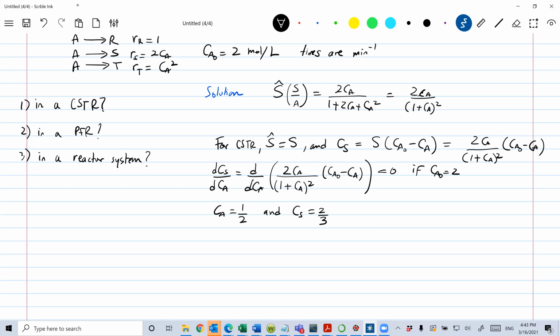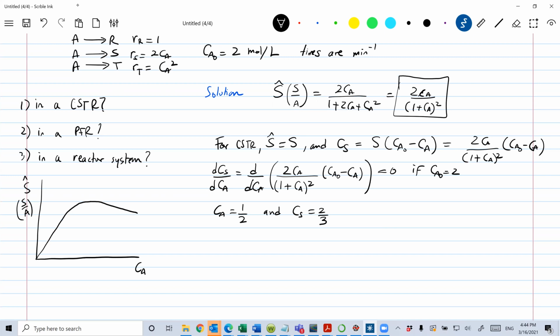The one thing that I wanted to show you before I continue, and I think I forgot to do it, is that if you graph S hat of S over A, if you graph this function, you can see that this function is going to go through a maximum and it's going to drop. Okay, so this is your Ca naught, and your Ca, this is 2, so we can say this is 1 and this is 1/2. This is your Ca equals 1/2.